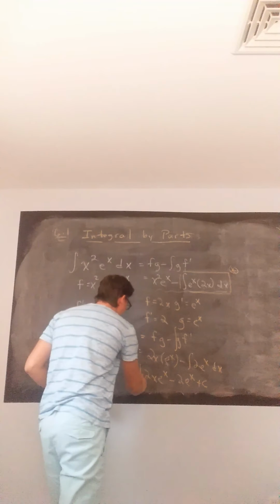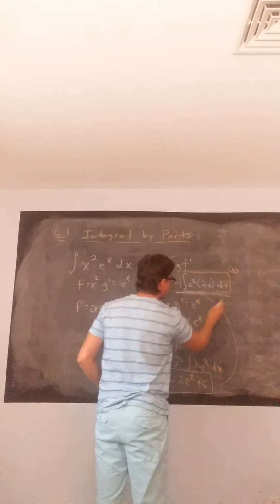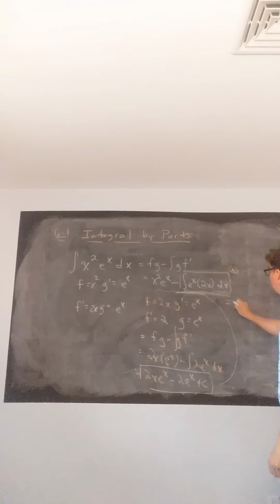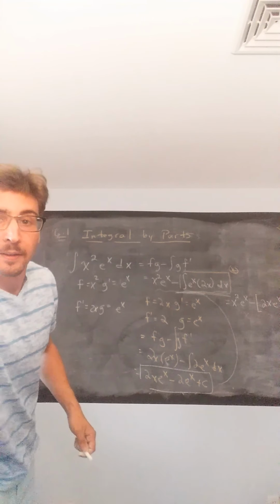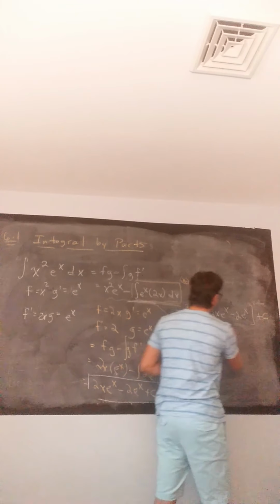So this piece now, right here, that's going to go right here. So your final answer is going to be x squared e to the x minus, I'm going to put a bracket, and I'm going to write in 2x e to the x minus 2 e to the x, close bracket, plus c. So you may not be able to see. There you go. There's the rest of it. So this would be your final answer right here.